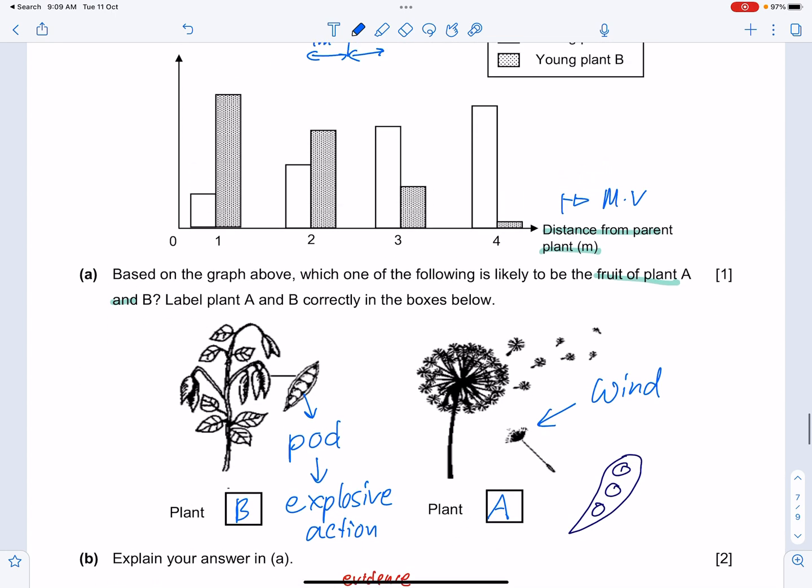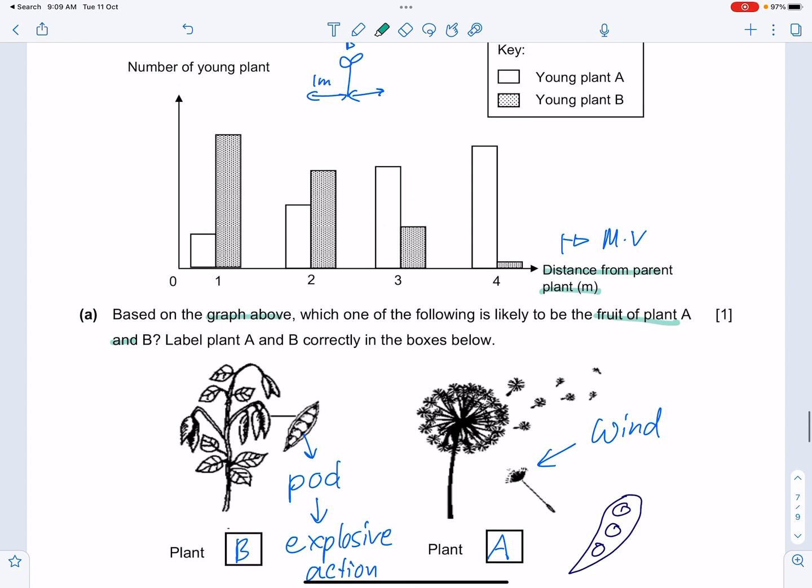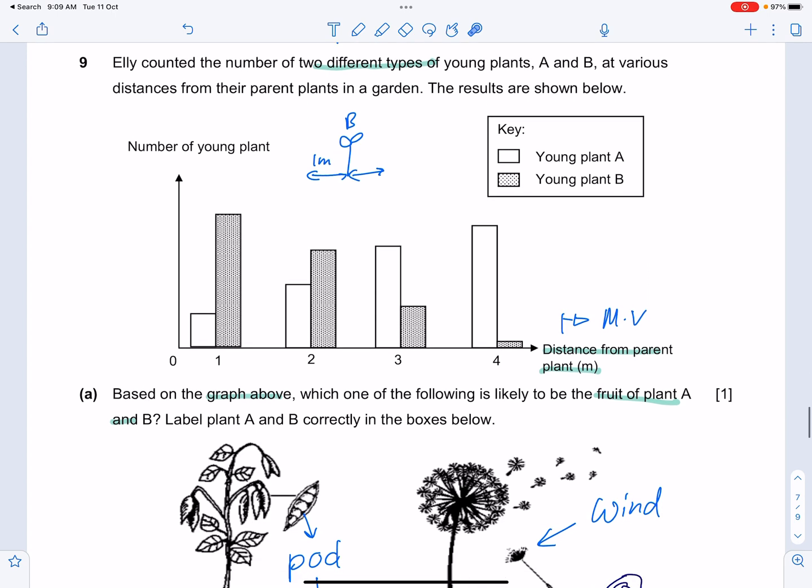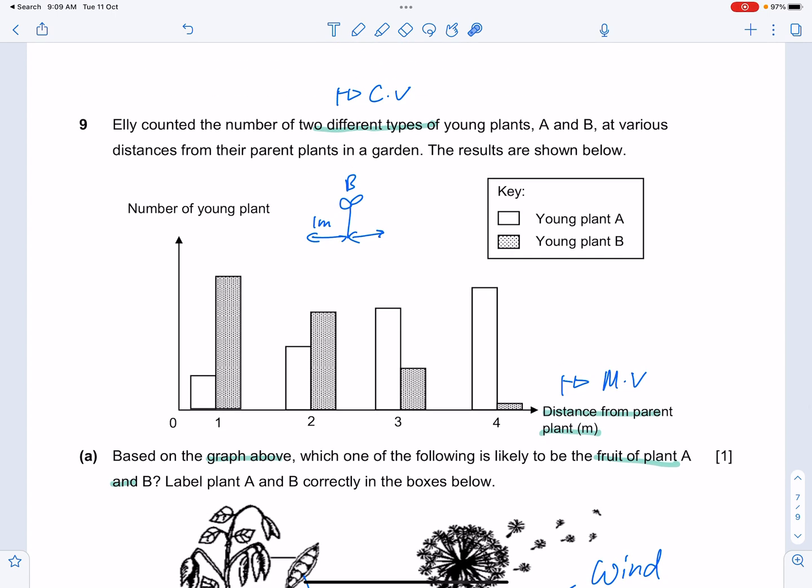Now, based on the graph above, which of the following is likely to be the fruit of plant A and B? So what is the difference between A and B? You will notice that for plant A, which is the white colored one, this is distance from parent plant, and this is the number of plants. A lot more plants are actually at a further distance for A.